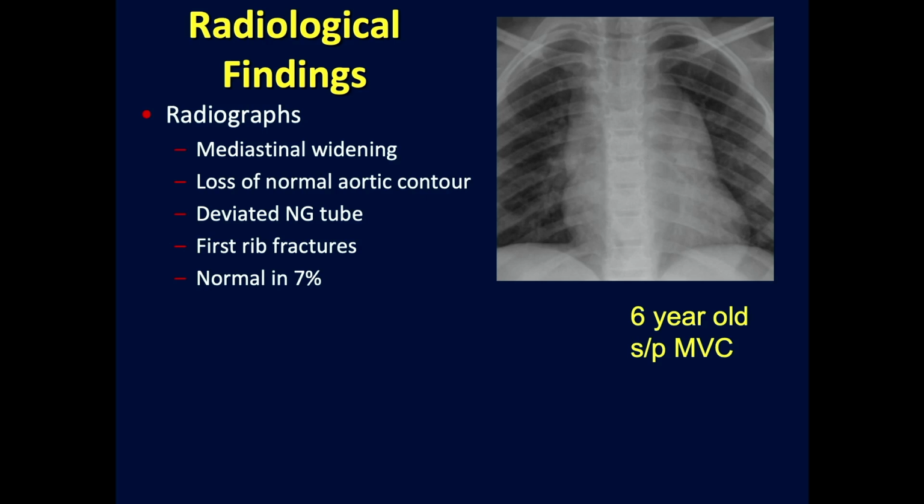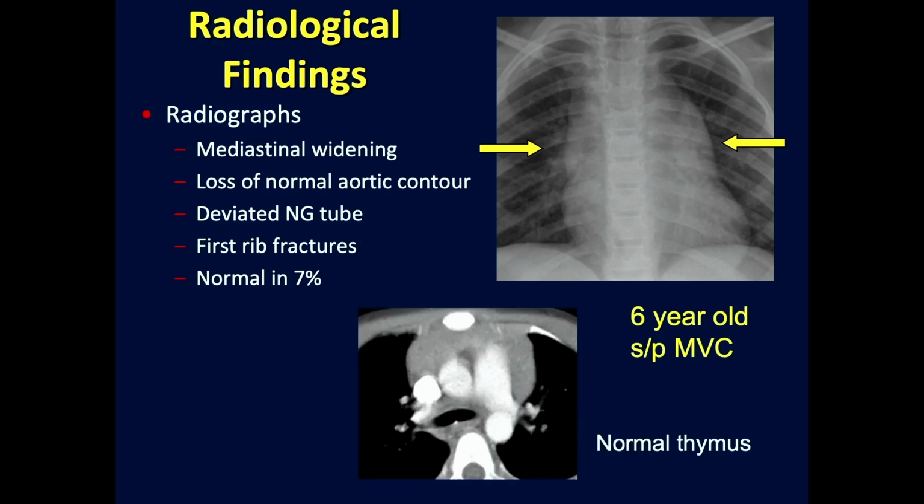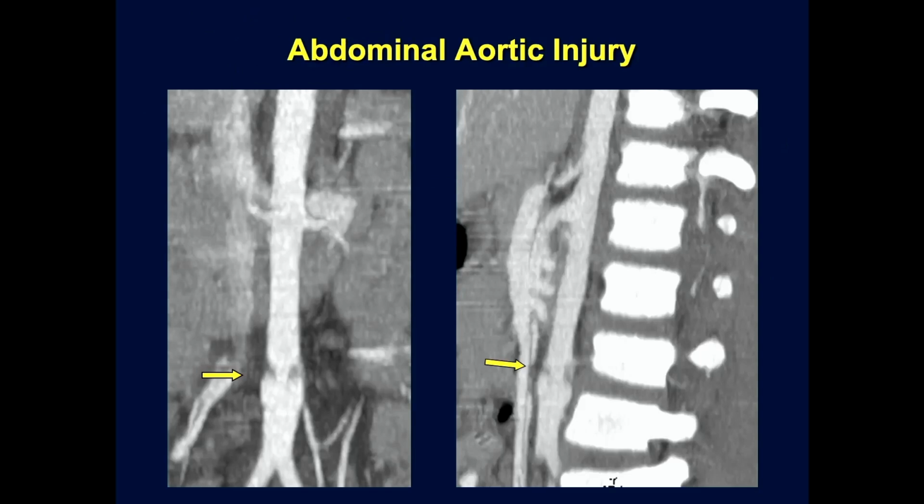And so in this case, we really had to use CT to decide, is this superior mediastinal widening a hematoma or is this thymus gland? And in the end, it turned out to be normal thymus gland. So we do use chest CT for problem solving for mediastinal injuries. When I see aortic injuries in children in my personal experience, they're more common in the lower, in the abdominal aorta. And these are often related to impaction injuries and hyperflexion injuries related to seatbelts.